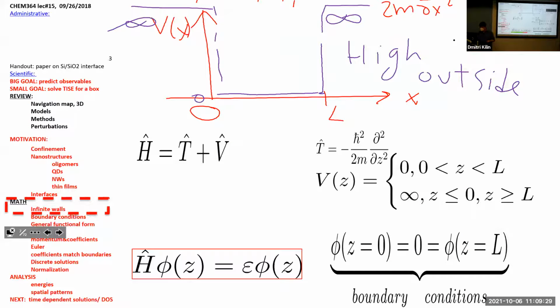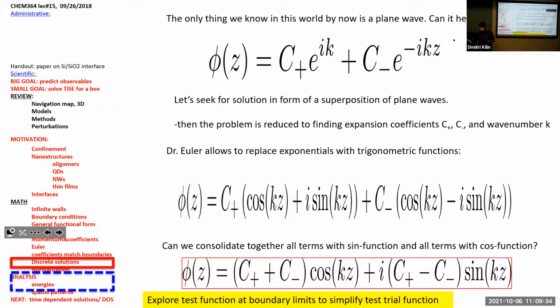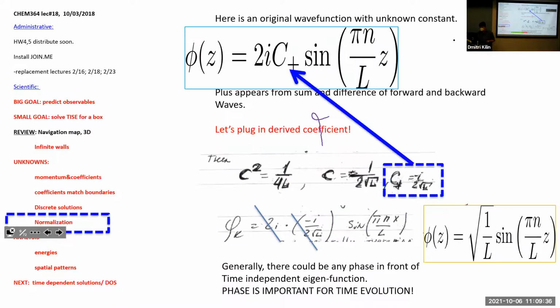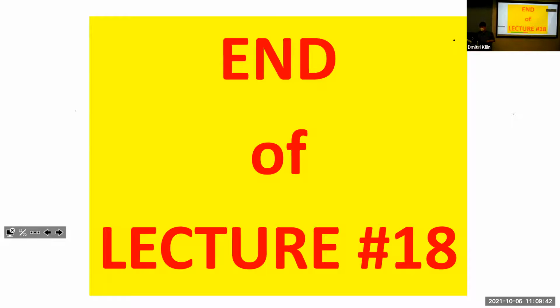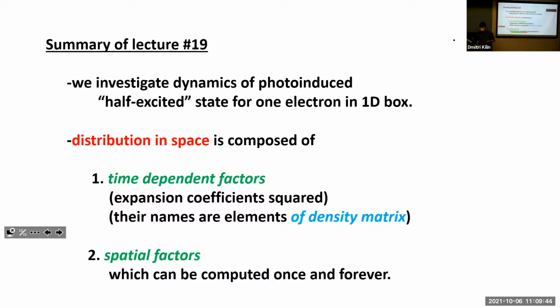So by solving boundary conditions, we got the idea that instead of exponentials, it will be only sine. And here is the plan or a summary, which I want to add.